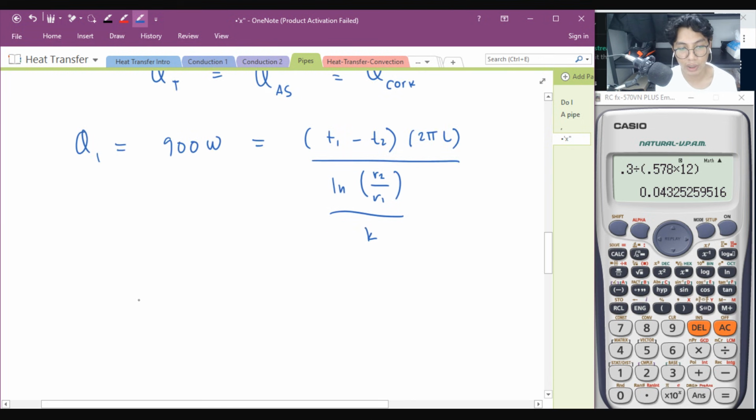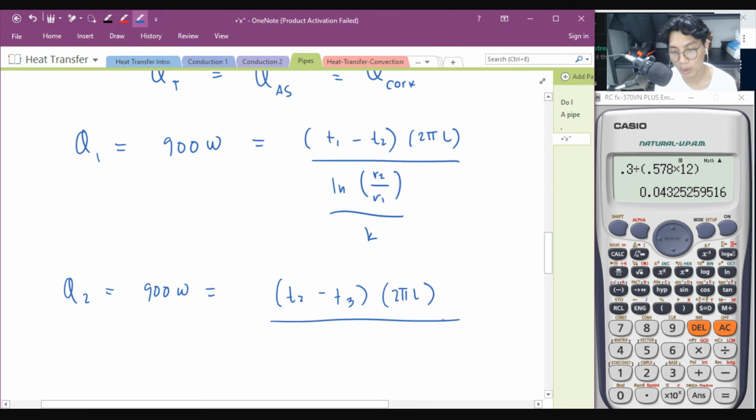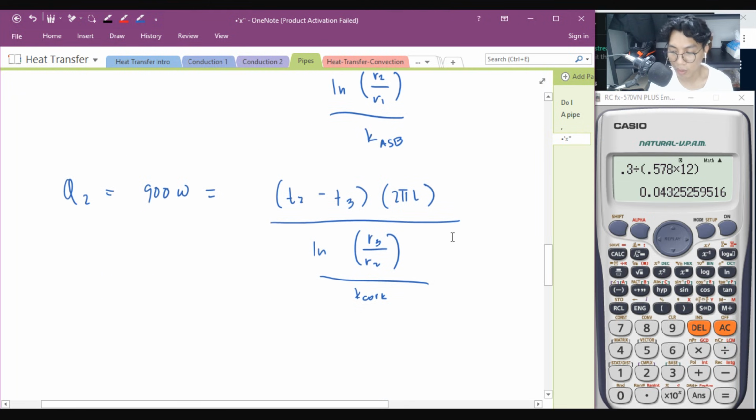And then, dun sa Q, equal pa rin sa 900 watts. Kasi equal nga talaga sila dahil constant nga. So, T2 minus T3, 2 pi L over ln of R3 over R2. Kung i-simplify mo yung R2 and R3, marami yung X. Over K ng cork. Asbestos. Yan. Kung i-simplify mo. Pero mas maganda kasi, kunin natin yung pinaka-value ni R2.